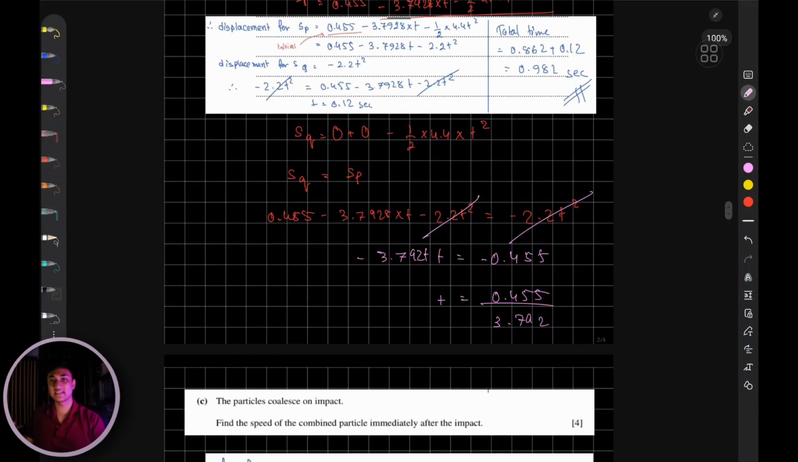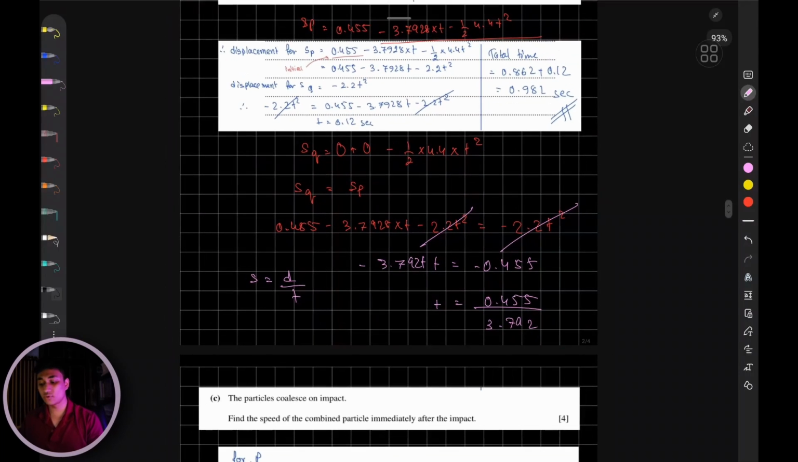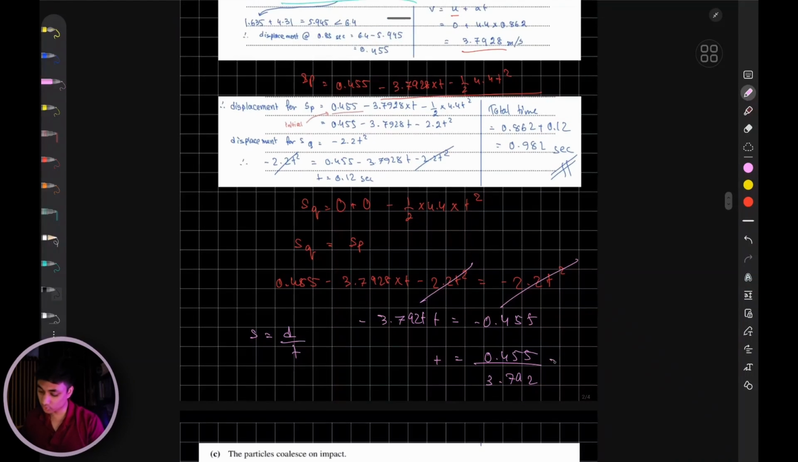So isn't this the exact same formula as v is equals to d by t? Yes, it is. So if you had used that shortcut, you would have gotten the same answer as this, because this is going to give you 0.12 as well. So you add this 0.12 to the initial time it occupied, that is 0.862 second plus 0.12, and this is going to be 0.982, your total time consumed before they come in contact.